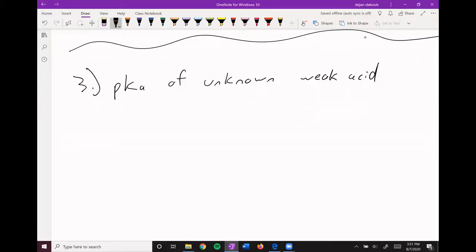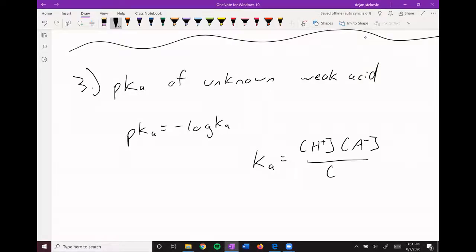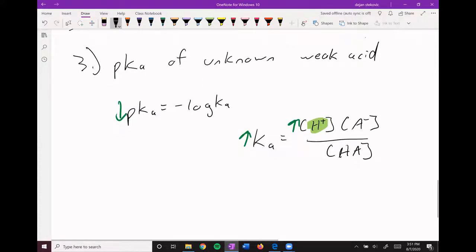All right, so in this next part of the lab, we're given an unknown solid, an unknown weak acid, and we want to know its pKa. So remember that pKa is equal to the negative log of the Ka. And remember that the Ka is the acid dissociation constant, so it's equal to the products, which is the H+ and A-, over the reactants of HA. And so remember that the more H+ you have, the higher the Ka is going to be. And then the lower the pKa is going to be, right? So lower pKa means stronger acid.